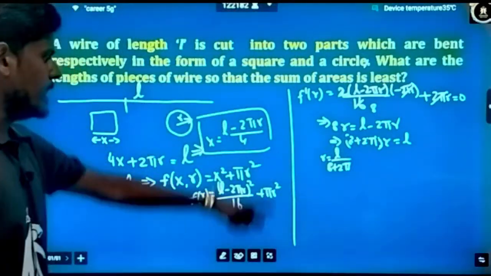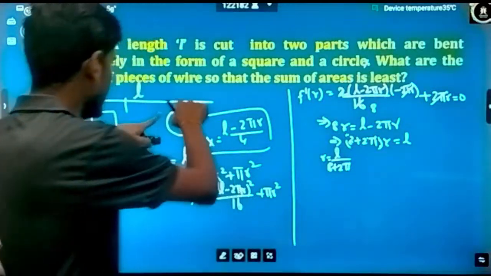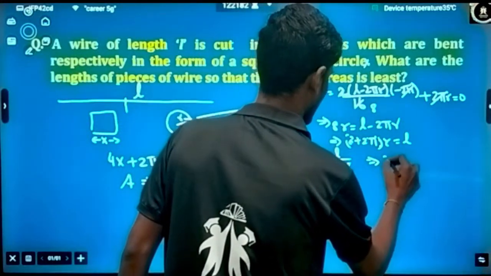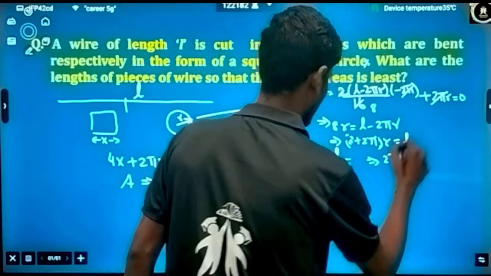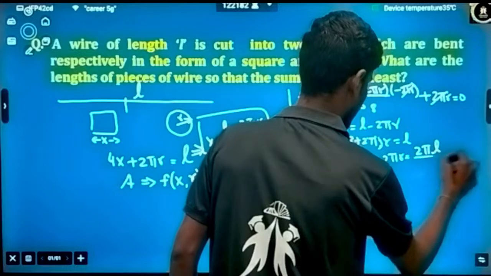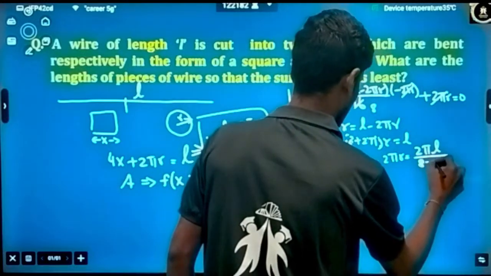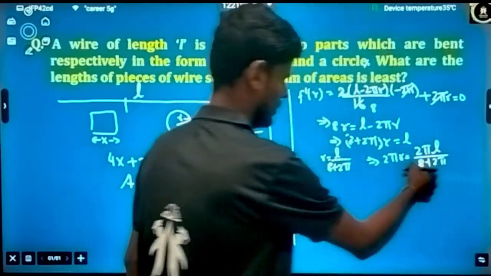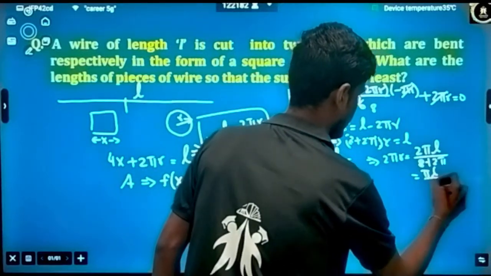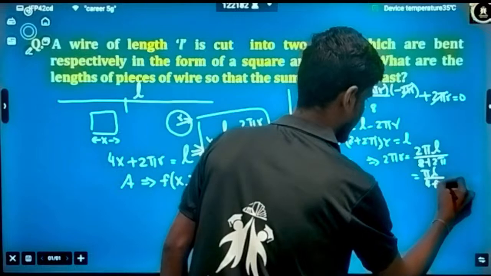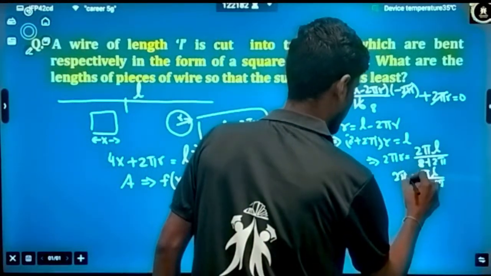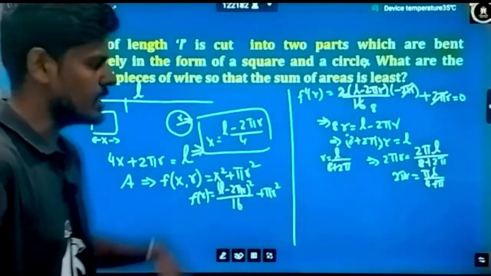Next, what we need to do? Find 2 pi r, because that is the length of the circle. 2 pi r will be equal to 2 pi into L divided by (8 plus 2 pi). 2 is common in the denominator, so we can cancel it out. This will be pi L divided by (4 plus pi). So 2 pi r is pi L by (4 plus pi). This is the circumference of the circle.